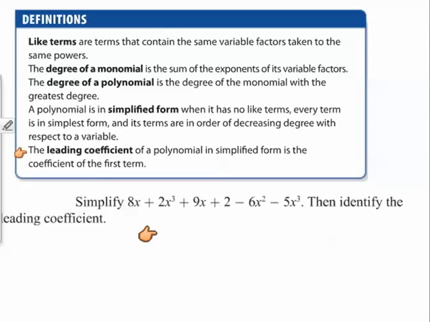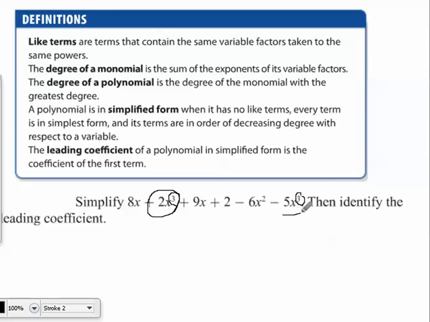Okay. Looking at this problem right here, what do we got? We're trying to simplify this. First thing I'm going to do is look for the highest degree. It happens to be to the third. I see only one other thing that's to the third here, and I'm going to combine those together. I've got plus 2x cubed and minus 5x cubed. That's going to give me a minus 3x cubed.